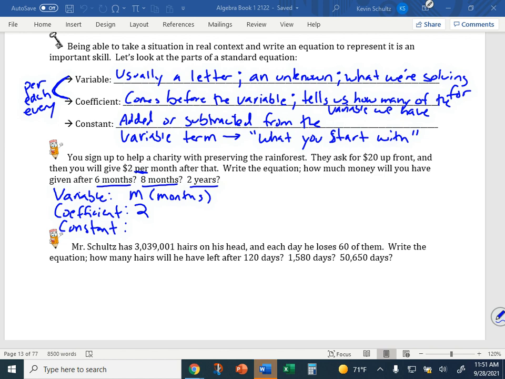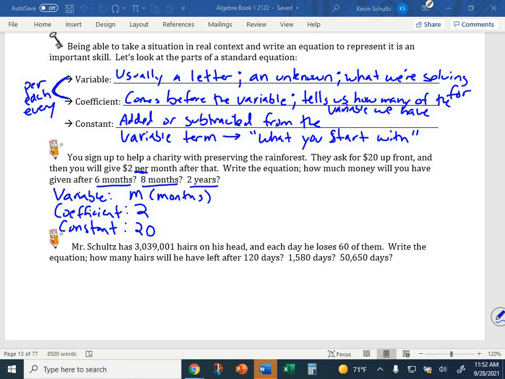They ask for $20 up front, and you're going to pay $20 whether you're contributing for 1 month or for the rest of your life, right? It's an upfront cost. It's not affected by the variable. It's what you start with. That is going to be your constant.